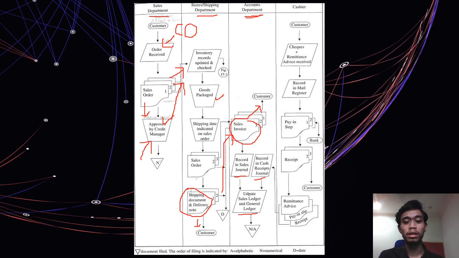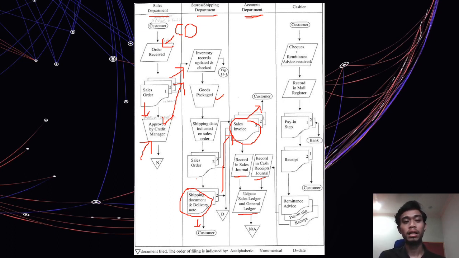Okay, the sale order, shipping, delivery note. Okay, dia akan proceed to the next department. Untuk apa? Untuk sale invoice. Okay, untuk account department tu issue sale invoice untuk bagi kat customer untuk beritahu berapa banyak dia kena bayar, dia punya terms. Okay, bila dah bayar apa semua, so the account department need to record in the sale journal and cash receipt, and dia kena update sale ledger.